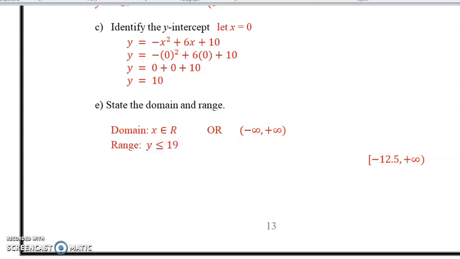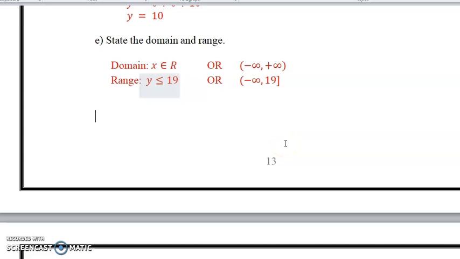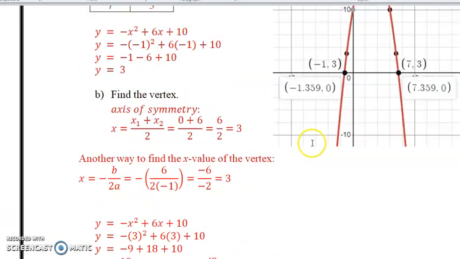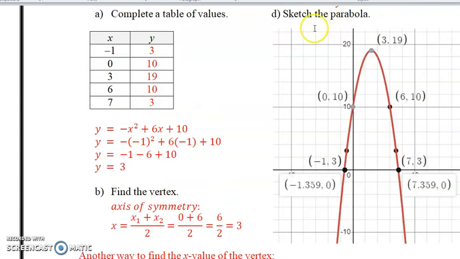And again, we can write this as interval notation, and that would be from minus infinity this time, all the way up to including 19. So we use a square bracket to include 19. So those are equivalent. And you would do those in grade 10, okay? And that's how you sketch your graph through.